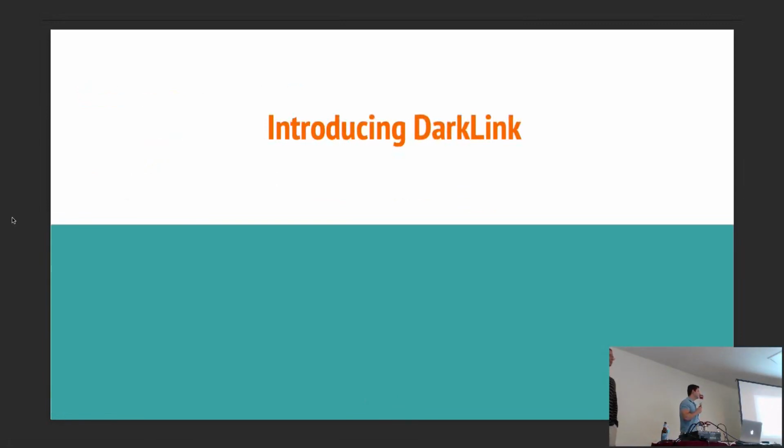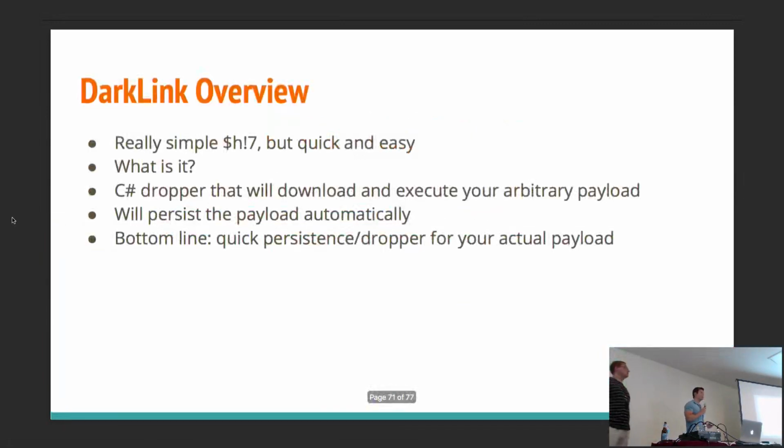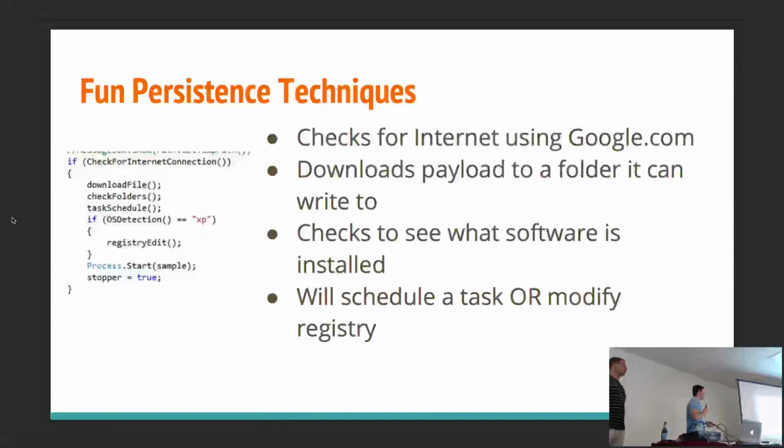So another thing that I wrote in C# was called dark link. This is some really simple stuff, but it was quick and easy. It's a very similar concept in that it allows you to download and execute a specific payload that is designed to be a more full-featured RAT, and it will persist that payload for you. The way it does that is it looks for specific folders, and then it will create a scheduled task, or it will modify the registry.